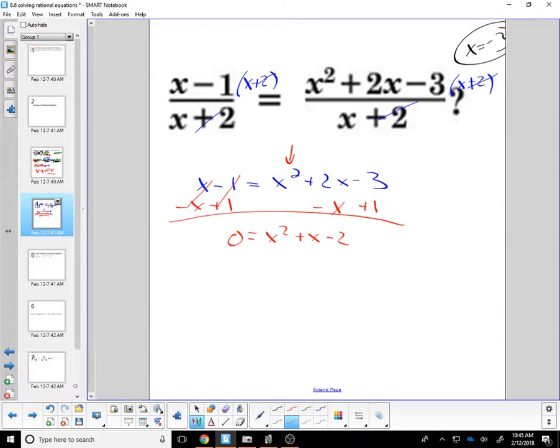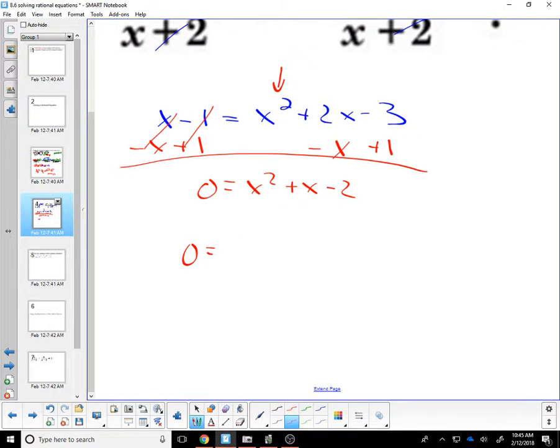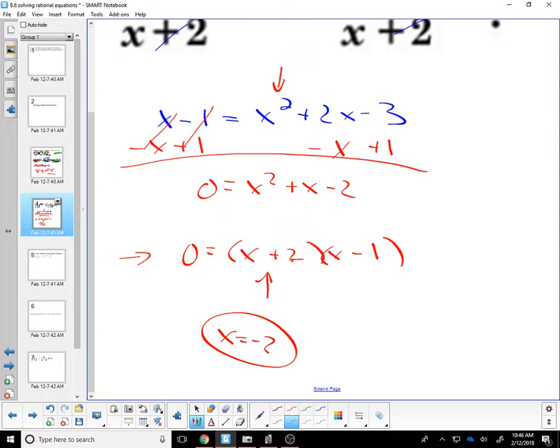At this point, I've got a quadratic that I can factor. So I should get a positive 2 and a negative 1. You see that? That means, in order for this statement to be true, x in this case would have to be a negative 2, and over in this case, x would have to be a 1. Correct? Questions here?